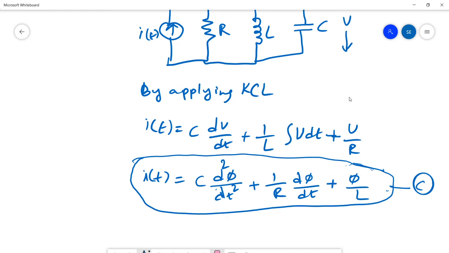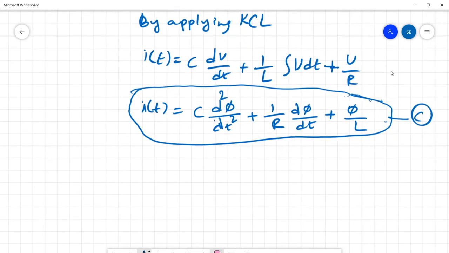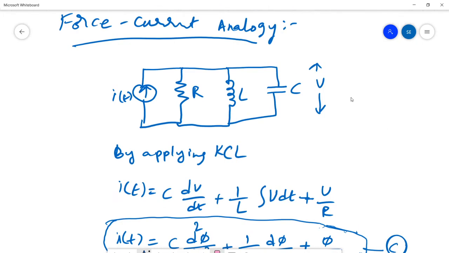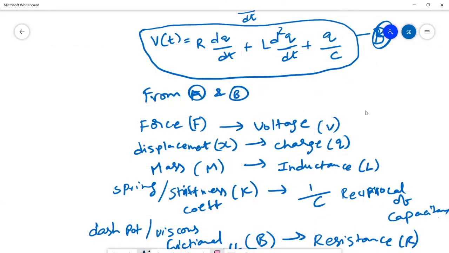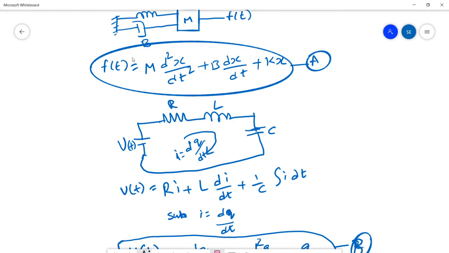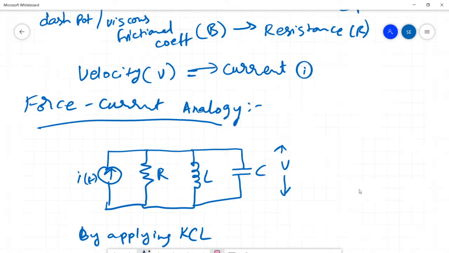Now what we are trying to do is, we are drawing the analogy for the mechanical translatory system, that is, we are having input as force and output as displacement, and we are analoging it in terms of a current circuit, right? Now just compare equation A and equation C. Equation A is the mechanical translatory system. You have the coefficient m d square x by dt square plus b into dx by dt plus kx.